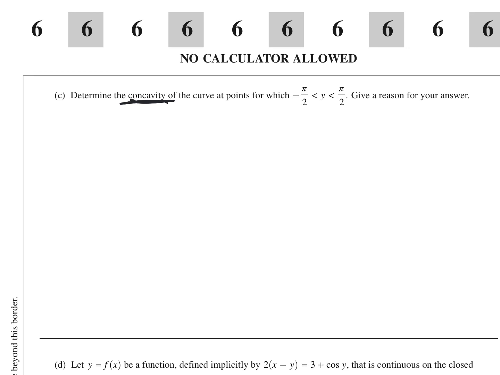Here's our original, y'all. Our original dy dx was 2 over 2 minus the sine of y. Whoo! Here we go. Second derivative. That's the first one, right? Go find that second derivative. What rule are you going to use? Yes.